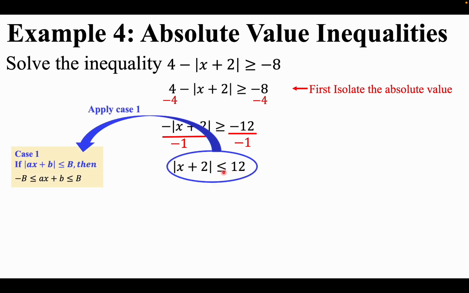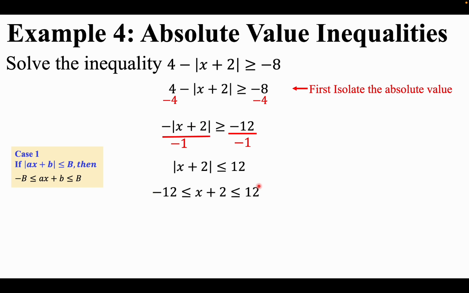That's case number 1. And according to that, we can take the expression inside the absolute value and make it less than the positive and bigger than the negative of that number. So we can take x plus 2, make it less than or equal to 12, and bigger than or equal to negative 12 in this case. To solve for x, we're going to subtract 2 on all sides. And then you get negative 14 is less than or equal to x, and it's less than or equal to 10. So that means our solution could be anything between negative 14 and 10, including the numbers 10 and negative 14.